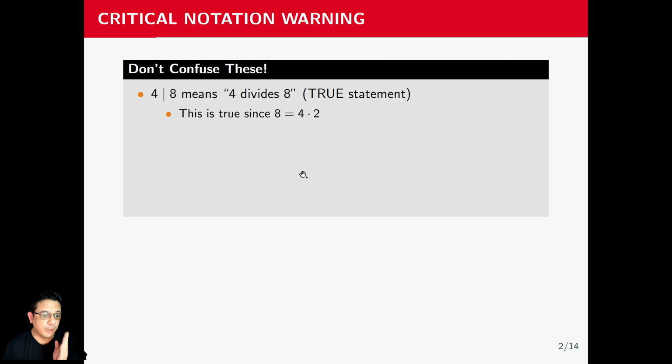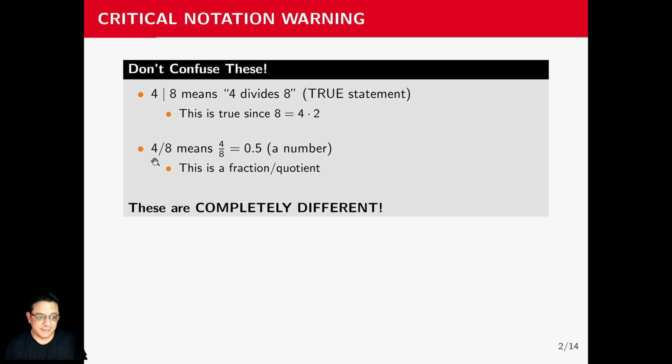So, 4 divides 8 means that 4 bar 8, and this is true because we can represent 8 as 4 times 2. So you can see 4 divides 8 because there's a multiple between 4 and 8. Now, this other symbol with the slash, 4/8, which is 1/2, is 0.5. This is actually a number. This is a fraction, a quotient. This is completely different, okay? So every time that we have this bar, we're talking about this relationship with the multiple.